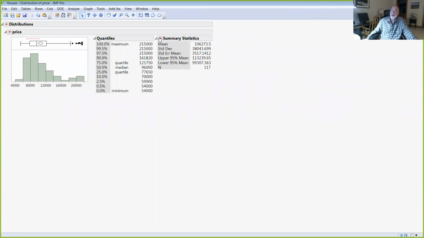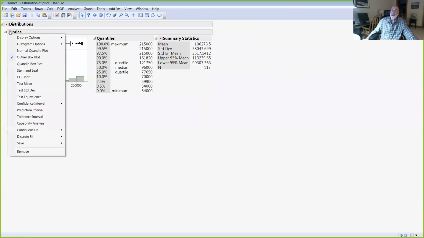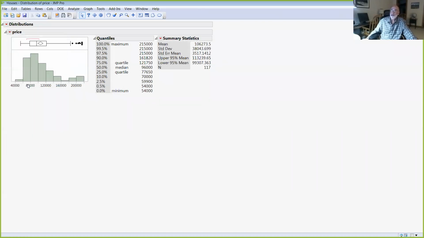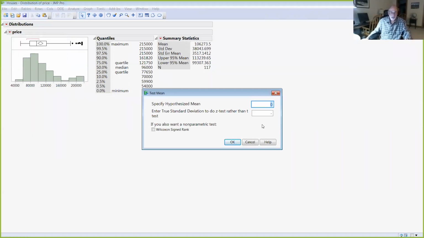We could approach this with a hypothesis test. You go here, you can go to test mean, and specify the hypothesized mean. Suppose we think it's 100,000.